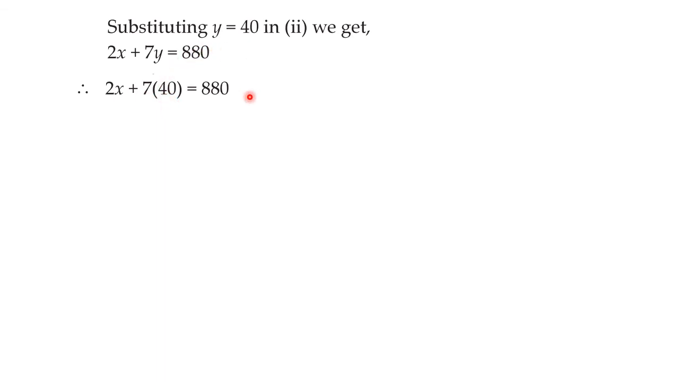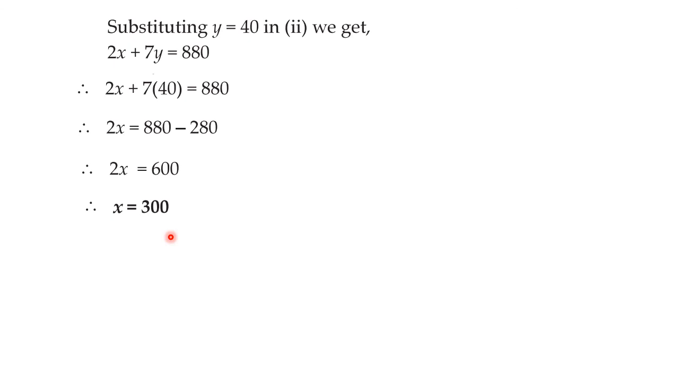That we will shift here. So what we are going to get? 2x is equal to 880 minus 280 and therefore 2x is equal to 600. And from that the value of x we will get as 300, 600 divided by 2. Okay, so we got the value of x and value of y.